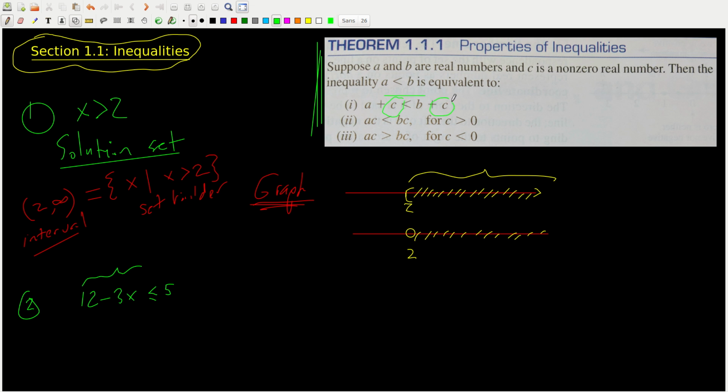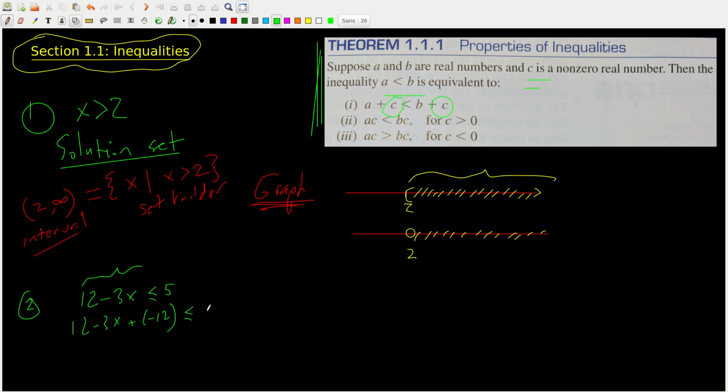I can take that inequality and add the same number to both sides, this number C. C is a non-zero real number. So I can add C to both sides. The C that I might add to both sides here is minus 12. So I might take 12 minus 3x and add minus 12. I can think about that as adding minus 12.